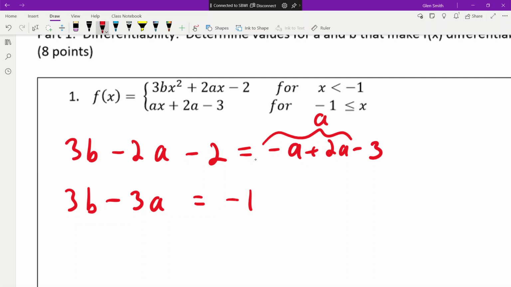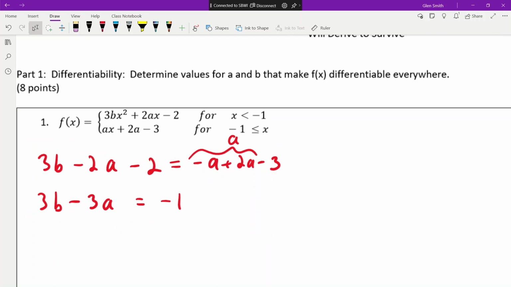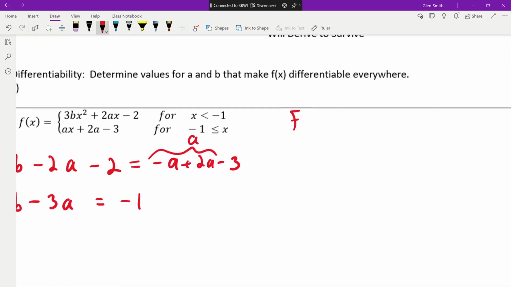We also need the derivatives to meet. So I'm going to derive it. And a lot of people messed up. And this is an easy thing to do. But check out my derivative here real quick. Okay, you got to be careful with this.